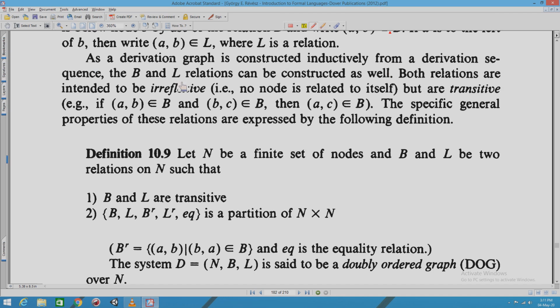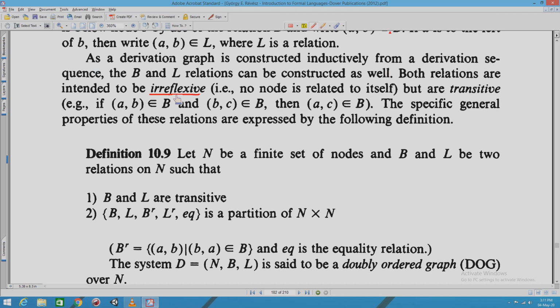Before moving on to it, I have missed something. Let's take it again. So B is below and L is left relation. These relations are irreflexive. Reflexive relations are those where if an element is related to itself, meaning A is related to A, then it is called reflexive. So irreflexive means A is not related to A.